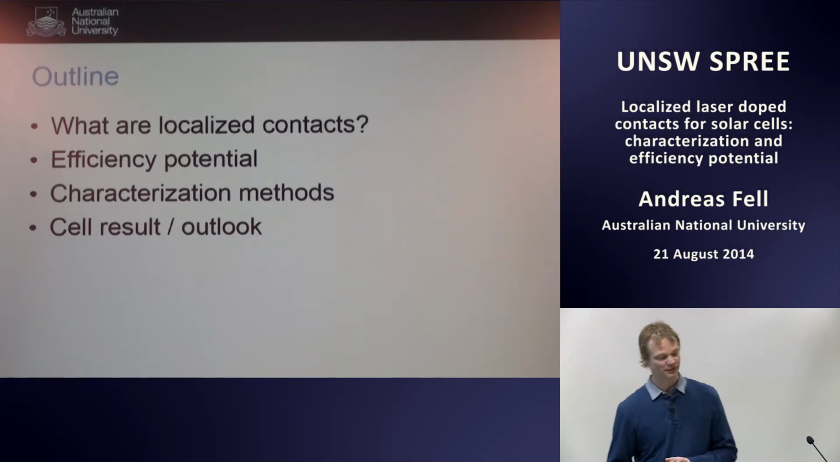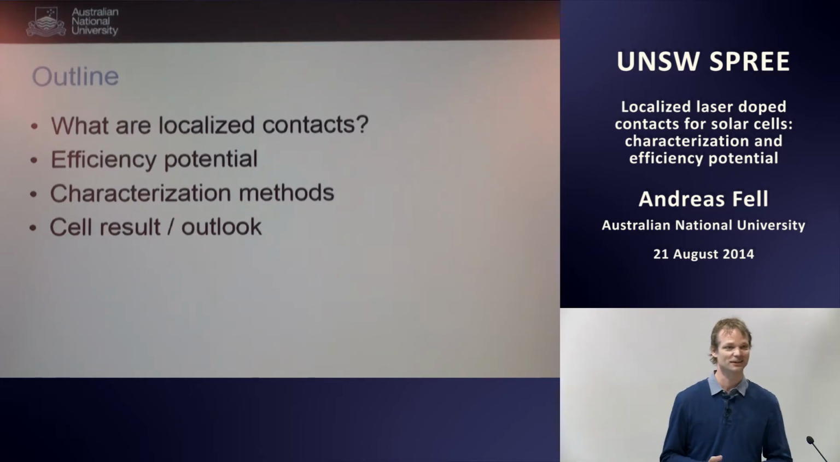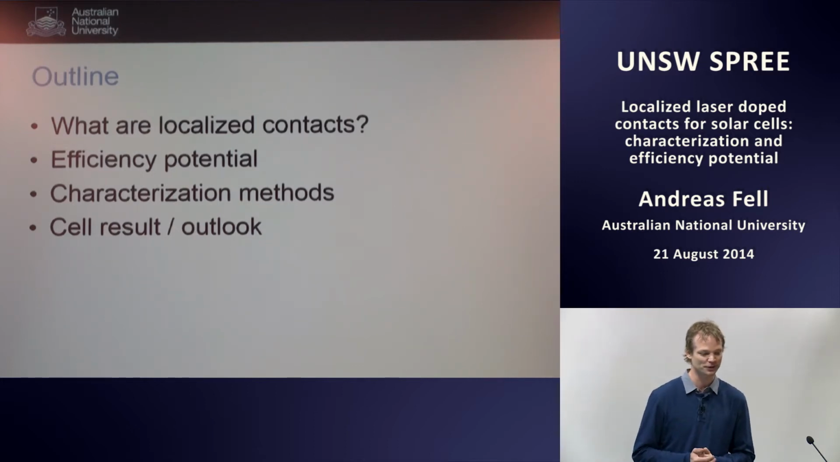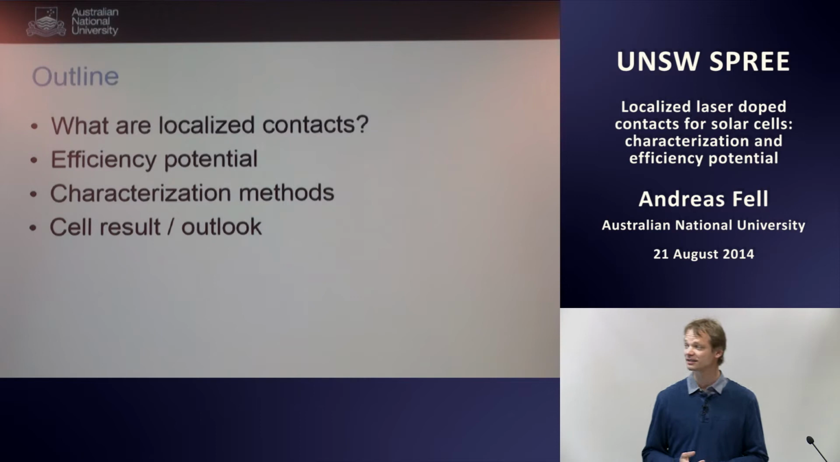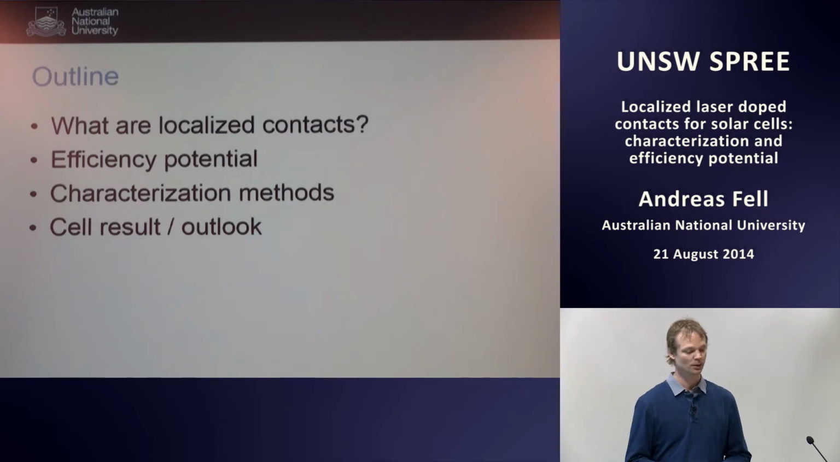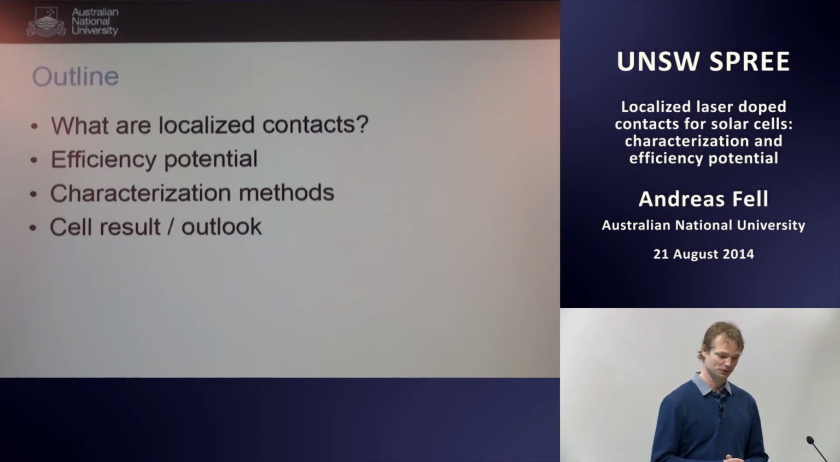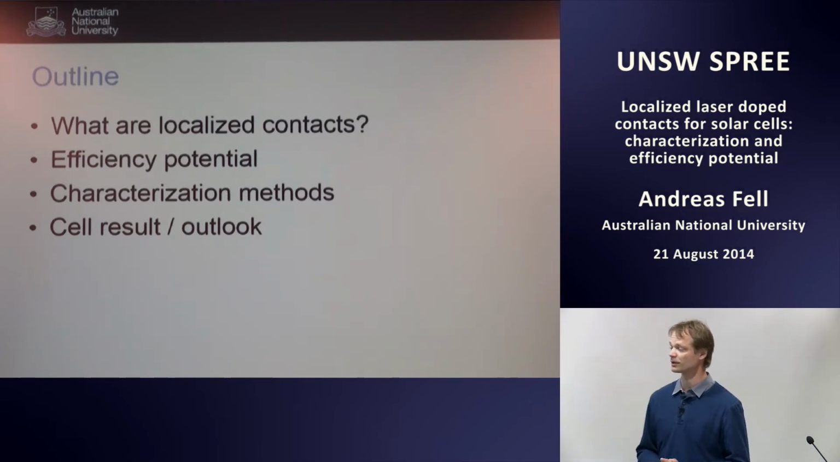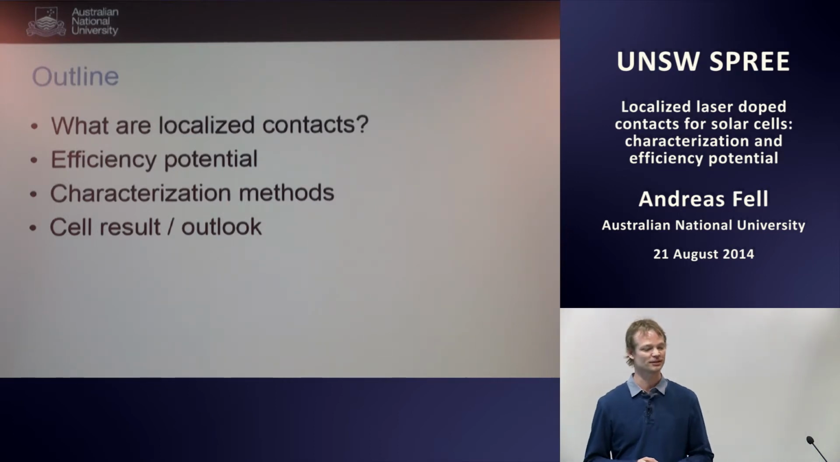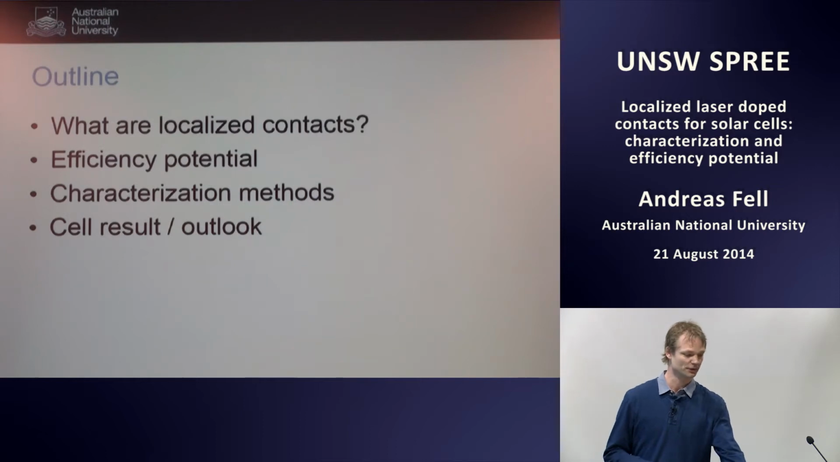And after that, when we have hopefully decided it's worth going into research for that kind of thing because the efficiency potential is there, the task becomes to characterize those features for efficient development. So we'll show you some characterization methods which are not quite straightforward and which we developed during the fellowship. And then at the end, I'll show you some cell results. So we also already did the first batch of solar cells featuring only those laser localized contacts.